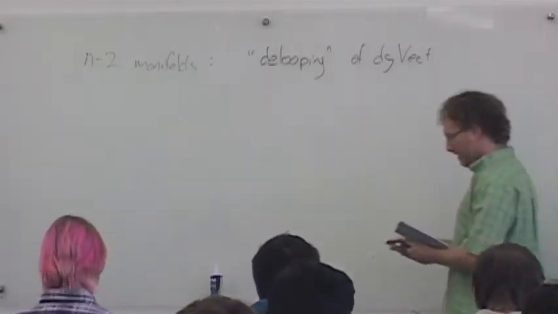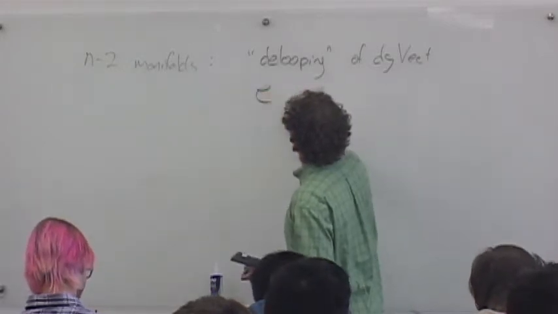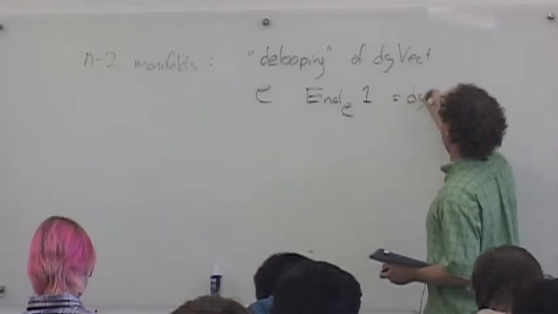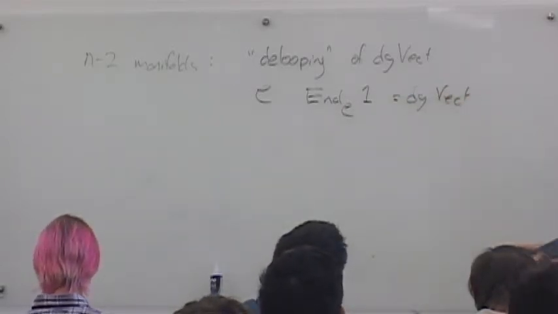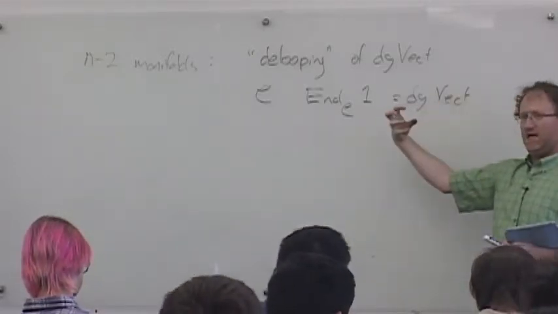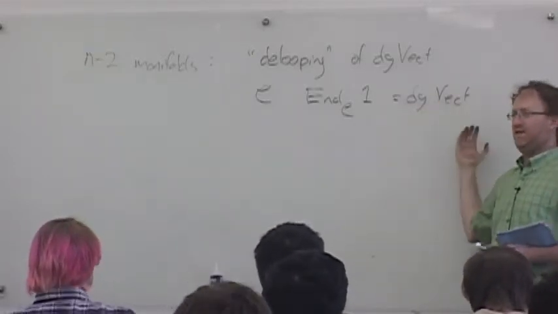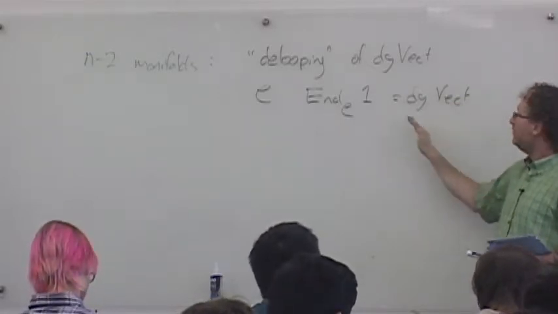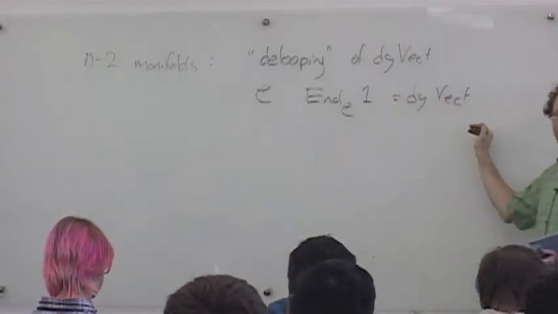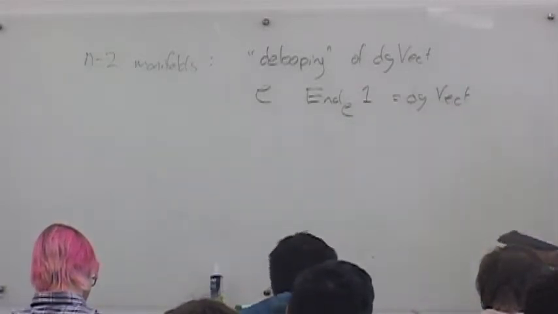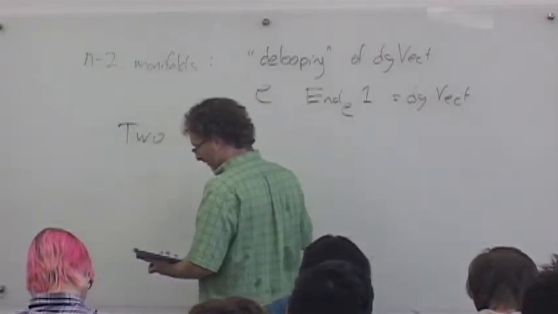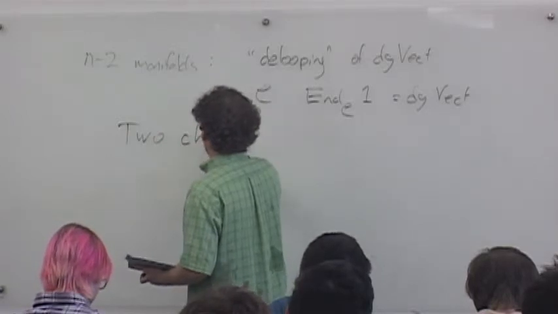If you like, we want some category C where endomorphisms of the unit in C are going to be DG vector spaces. Because we already knew that a closed n-1 manifold is an endomorphism of the empty n-2 manifold, and we knew we wanted DG vector spaces there. So we have to choose something such that maps from the empty set to itself are DG vector spaces. There are two choices, and they're both going to play a big role. There are two common popular choices.